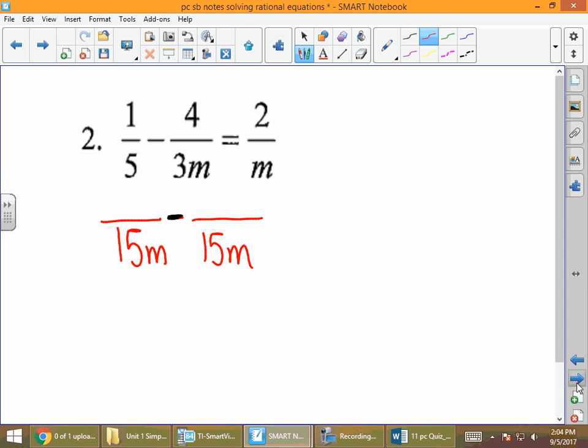So on our first fraction, the 1/5, originally we had 1 in the numerator, and now it's 15m. Not only did we put an m into the denominator, but we multiplied by 3m. 5 times 3 is 15m. And on our next fraction here, I want it to be in red there. We had the 4. Now our denominator is 15m. What did we multiply 3m by to get 15m? Well, 3 times 5 is 15.